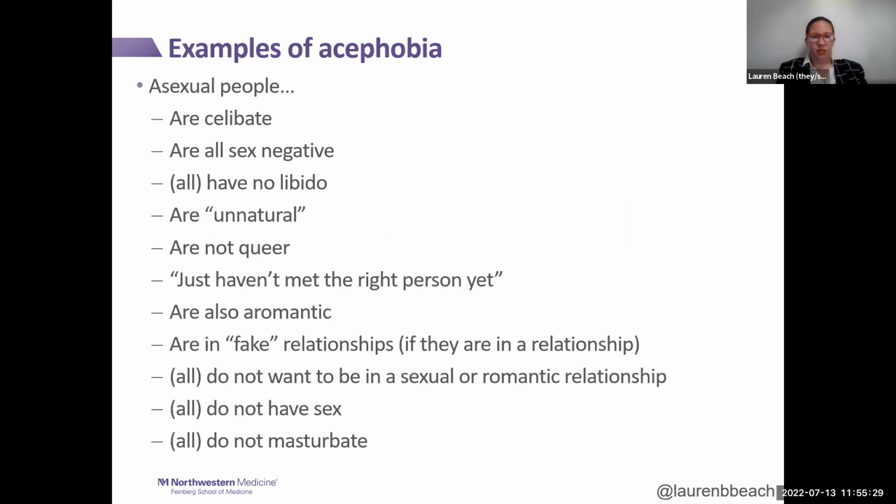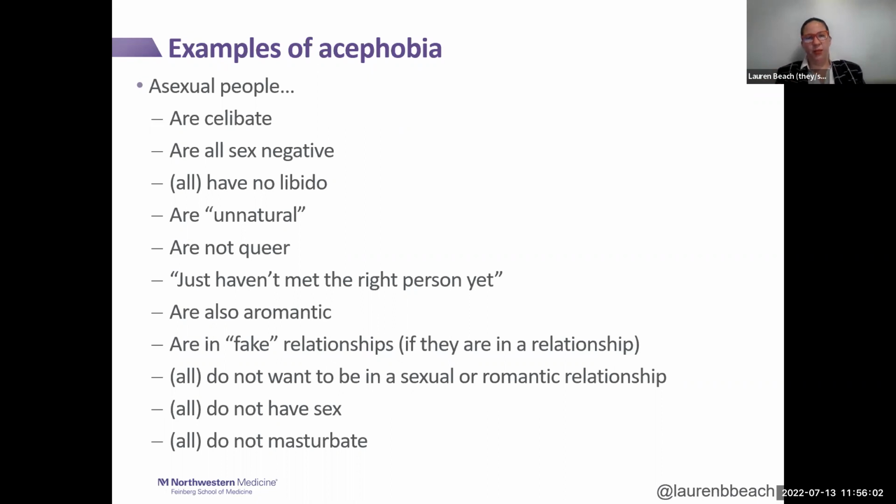Some examples of acephobia are that all asexual people are celibate, are sex negative, don't have any libido, are unnatural, because sex is assumed to be natural, so asexuality is assumed to be unnatural. There's this idea that ace people aren't queer. You just haven't met the right person yet. That asexual people would also be aromantic or wouldn't experience romantic attraction, as if you know more about asexual people than they've told you just by knowing about asexuality.